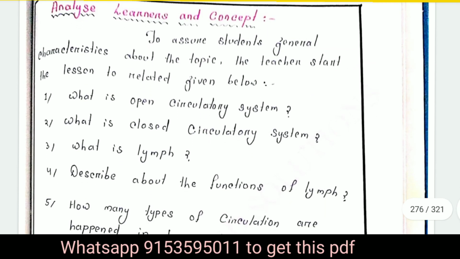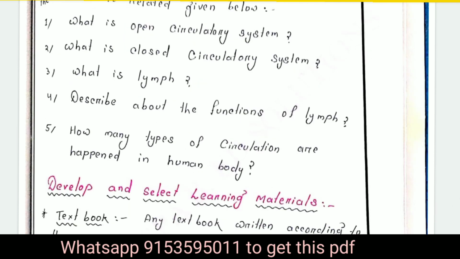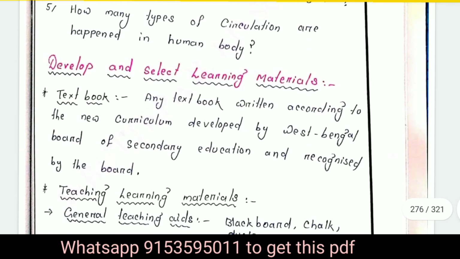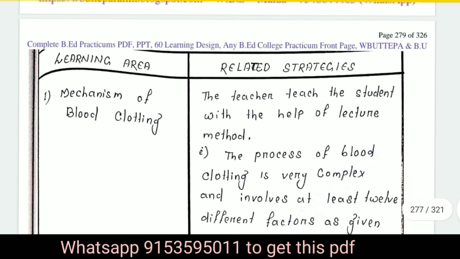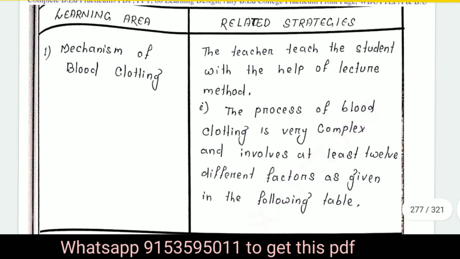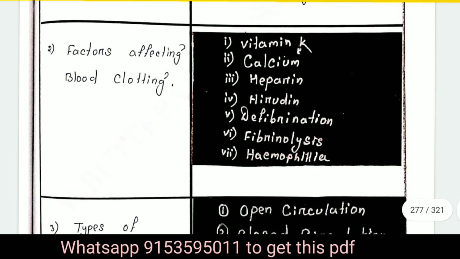Analyze learner and concept. Here some questions given below. Open circulatory system. Developed and select learning materials: textbook, teaching learning material, general teaching aids, specific TLM, chart. Learning area related strategies. Mechanism of blood clotting. Some blackboard work. Vitamin K, factors affecting blood clotting.